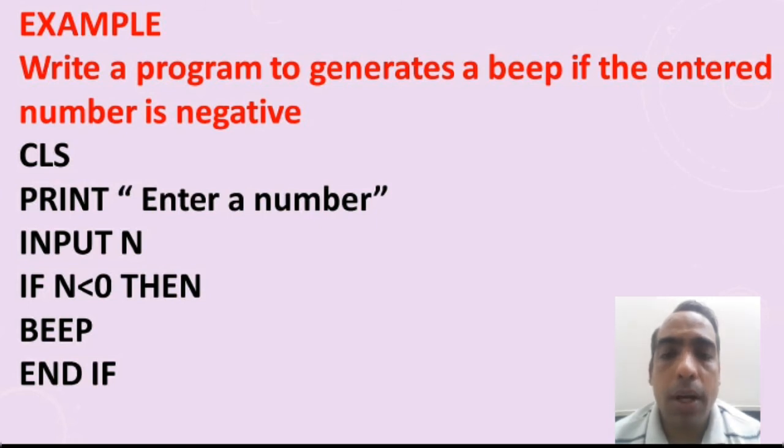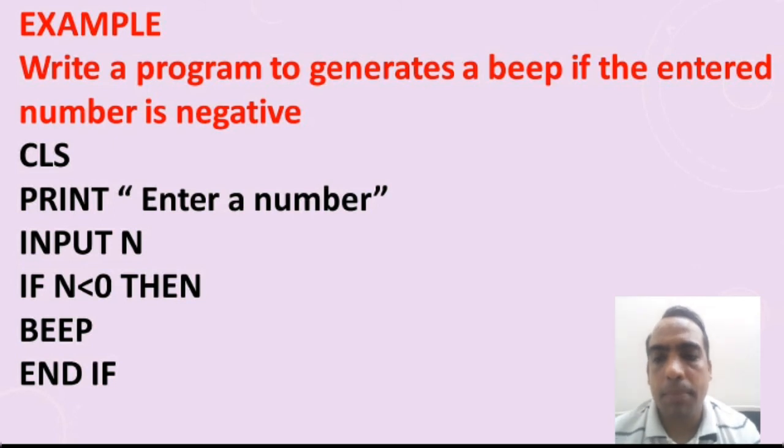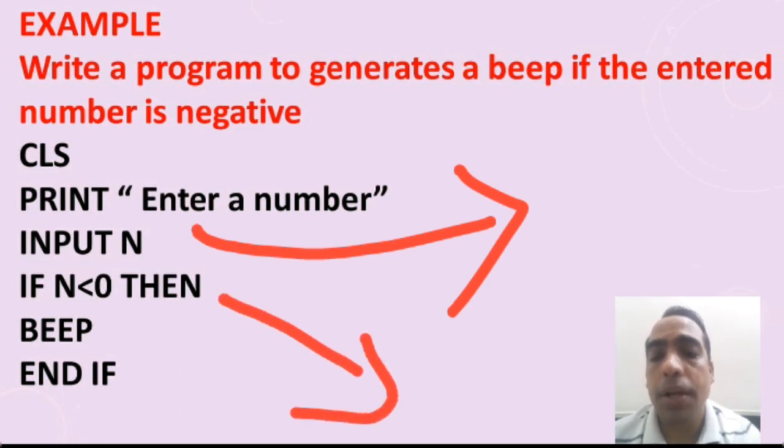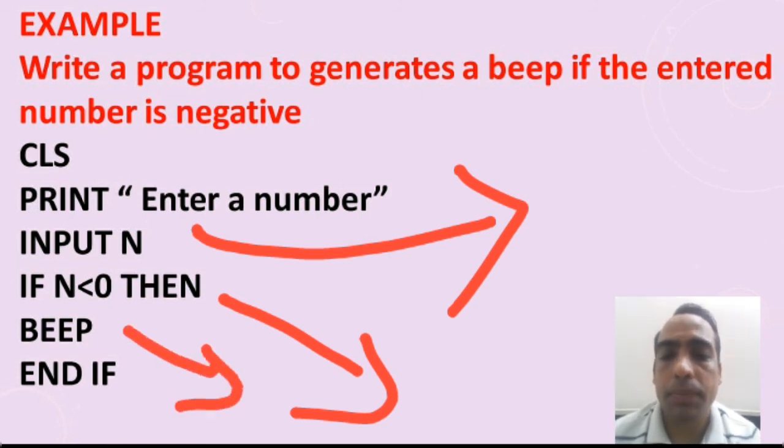Now you can see an example of the beep statement. Write a program to generate a beep if the entered number is negative. You can see the program: CLS, print enter a number, input n. If n is less than 0, then beep. In this program we have entered a value of n. If the entered value is less than 0, meaning a negative value, the beep statement will activate.